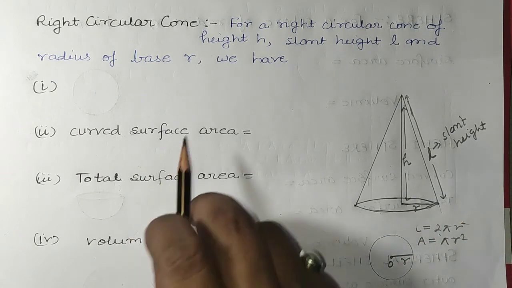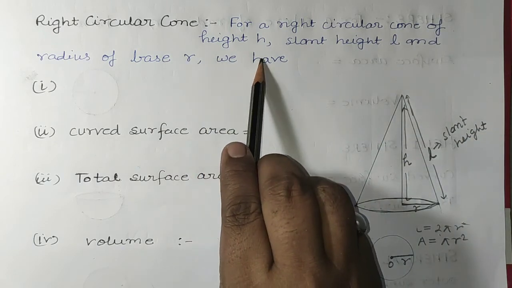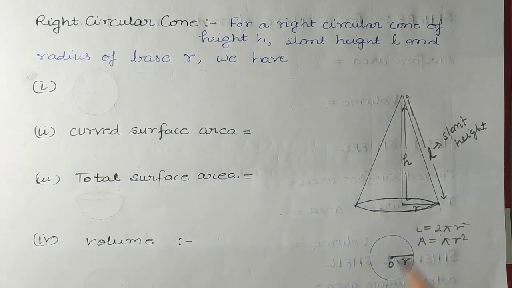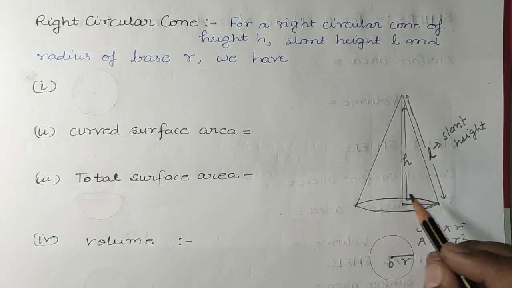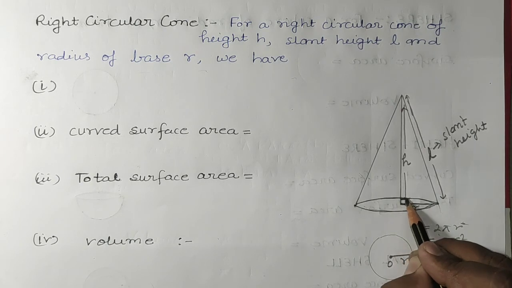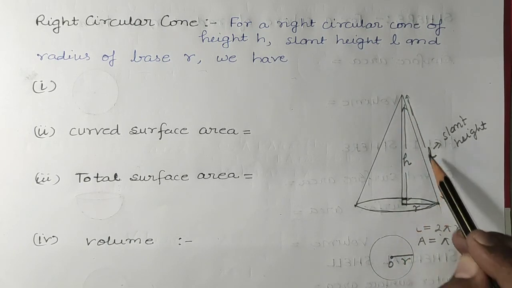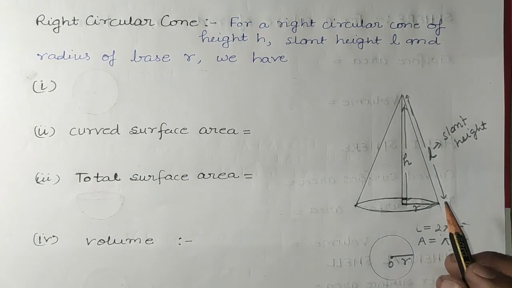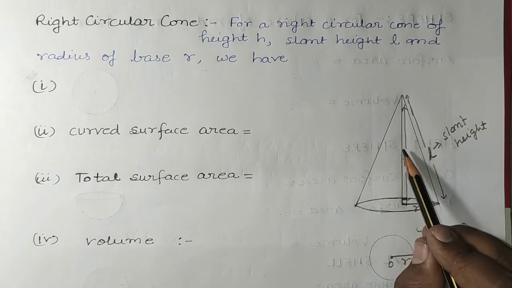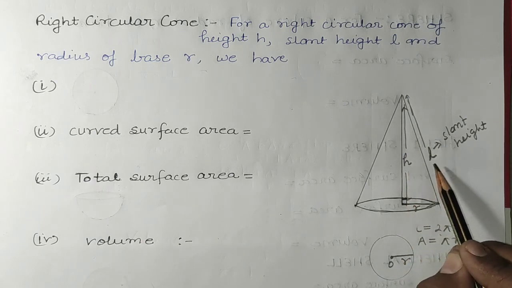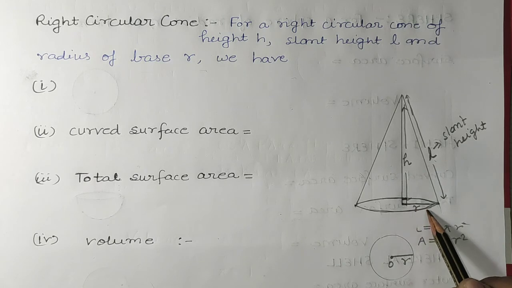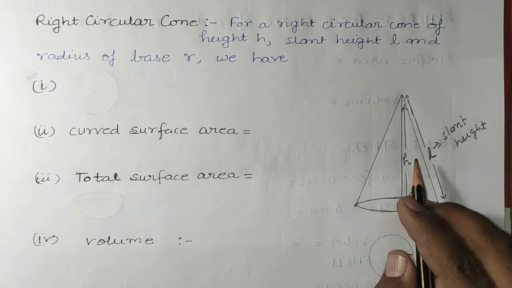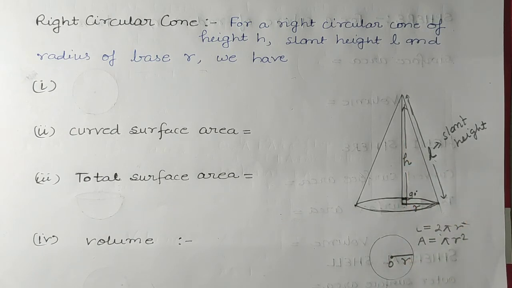So here I have written, for a right circular cone of height h, slant height l, and radius of base r, we have the following. Firstly, this is a triangle. In this triangle, the perpendicular height is h, this is L, and this is R. See, here it is 90 degrees, so this triangle is a right triangle.